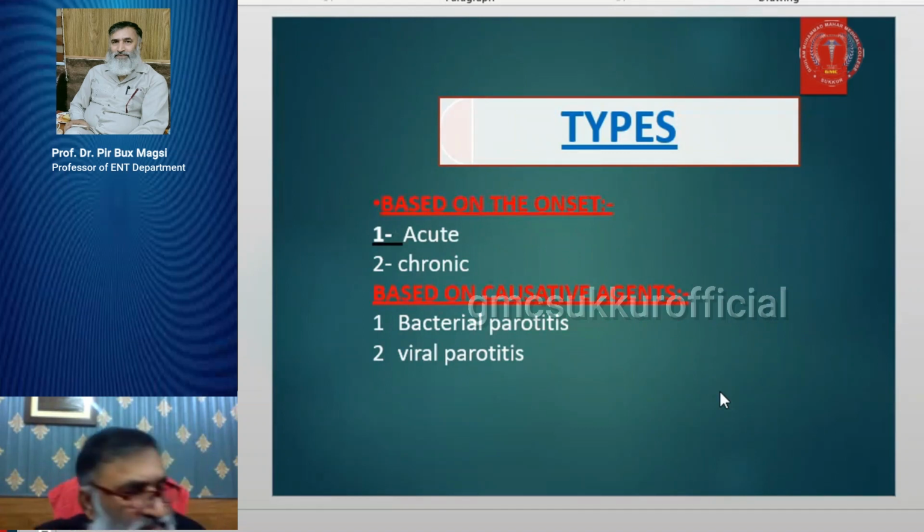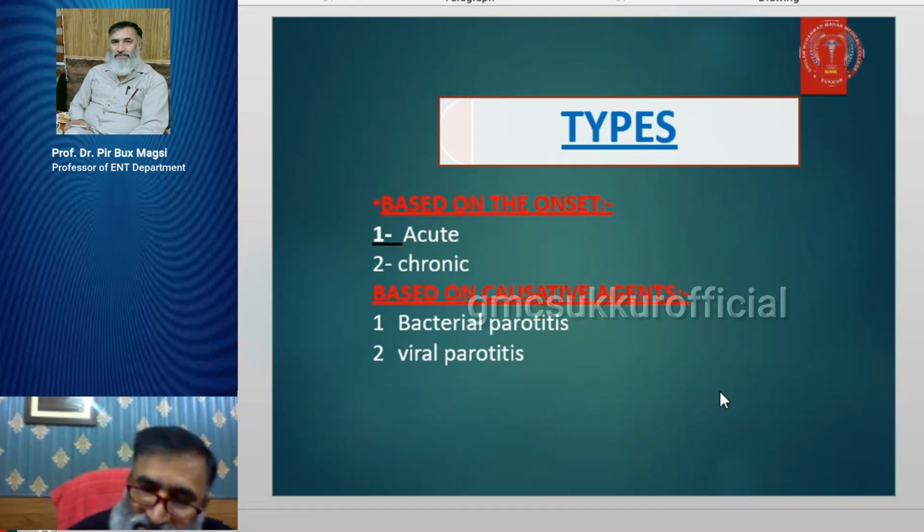The types: these are based on the onset, whether acute or chronic, and based on the causative agents, maybe bacterial peritonitis or viral peritonitis.